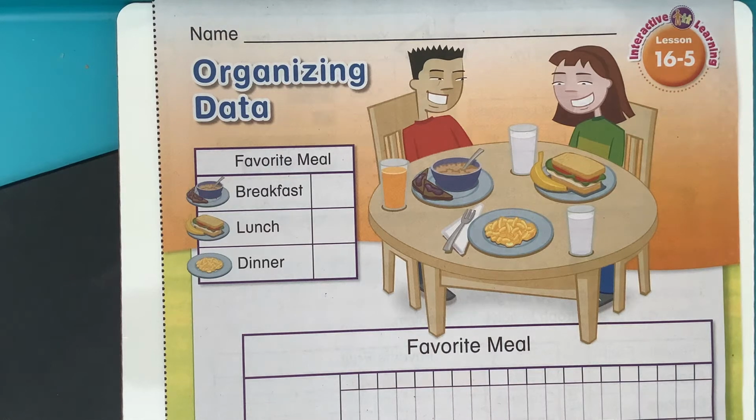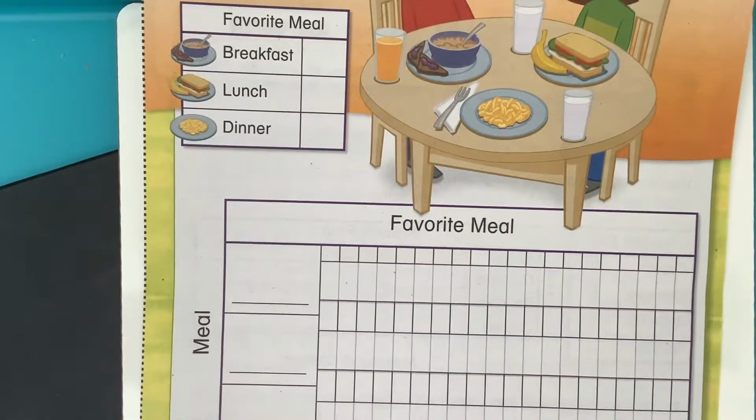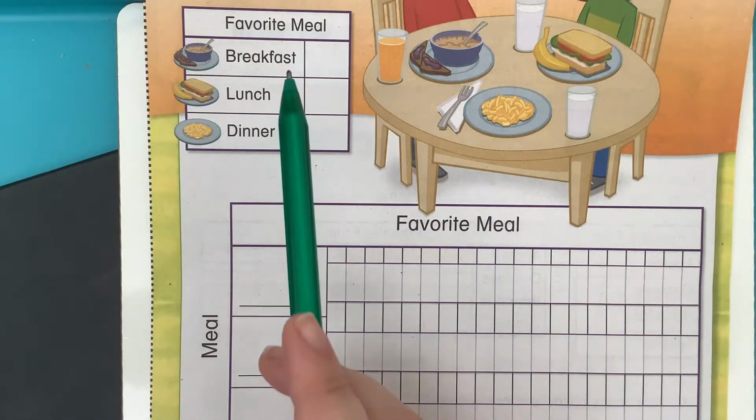All right, I am very excited. This is a great lesson. It's about organizing data. So basically, I encourage you to do this part at home. Go around to anyone in your house, anyone you're hanging out with, cousins, grandparents, parents, siblings, and ask them which they like best, breakfast, lunch, or dinner.